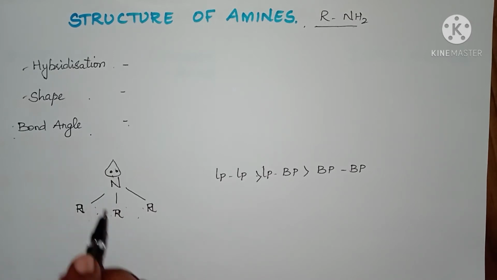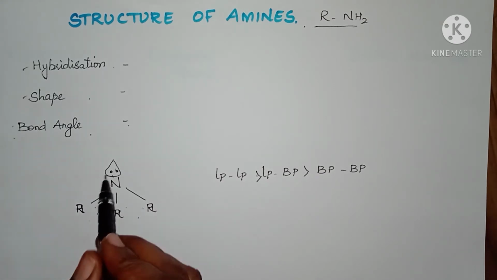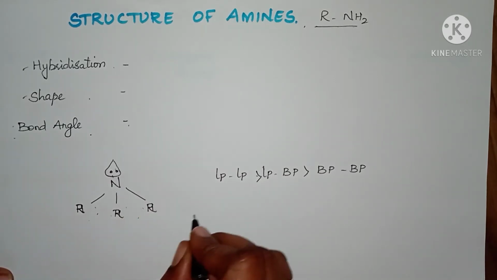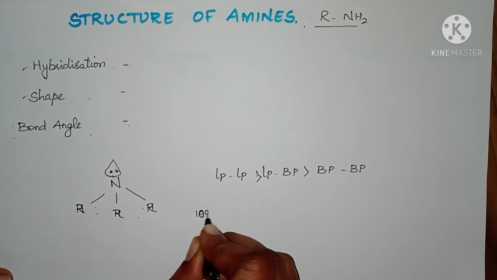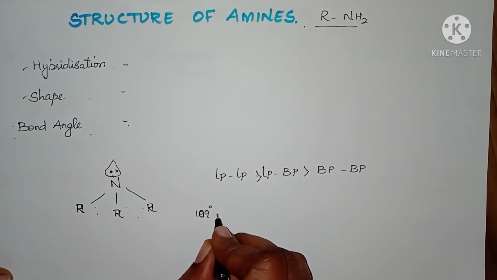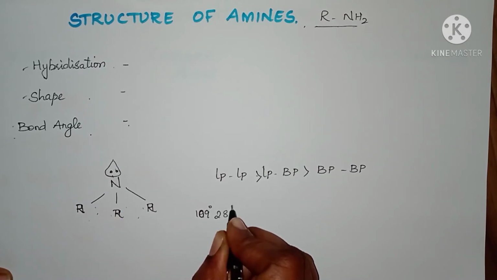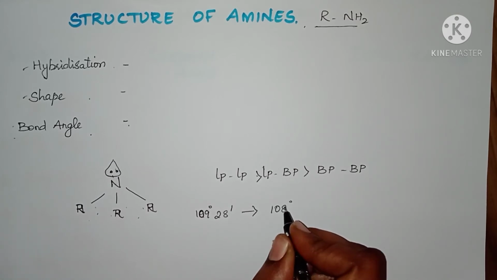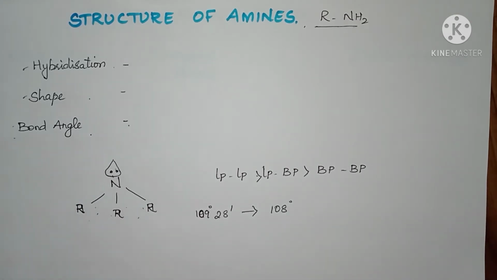Actually it is a tetrahedral, trigonal shape which is getting distorted because this lone pair is pushing downwards. Distribution of sp3 hybrid orbitals gets distorted, resulting in the reduction of bond angle. Actually, what is the angle? 109 degree 28 minutes. It changes to 108 degree because it is distorted by the repulsive force from lone pair to bond pair.